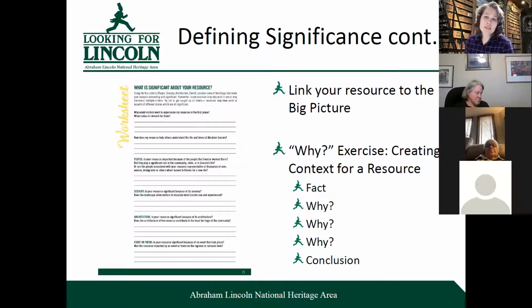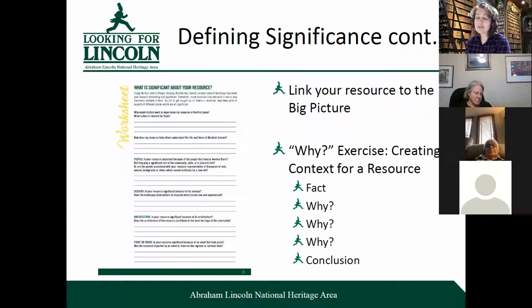So it's important to link your resource to the big picture. It's basically to connect the dots for your visitor, to find something common that threads your resource to a bigger story. And so one way to do this is to do the Y exercise, creating context for a resource.